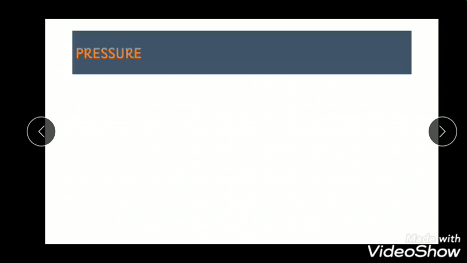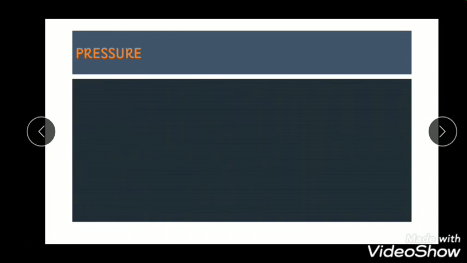Today we start with chapter 11, pressure. What is pressure? What is the relationship between force and pressure? Definition of pressure, relationship between force and pressure, and area and pressure. All these things we will study, and how to calculate pressure.